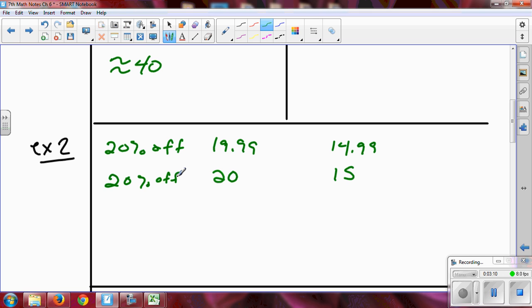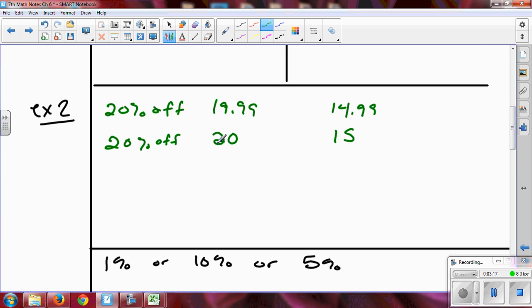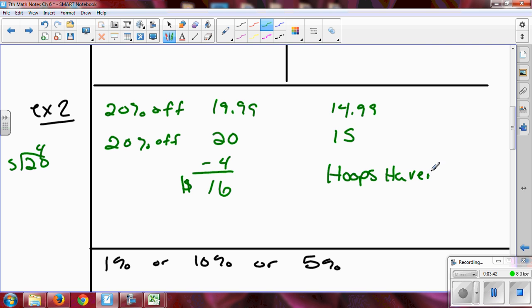Well, what is 20%? 20% we said we can write as 1/5. So what is 1/5 of 20? Well, that's breaking it up into 5 ways. So break it up 5 ways and you get 4. So we're taking $4 off. So if we're taking $4 off, that means we're going to subtract 4. And we're going to end up at $16. So that's telling me that even with the sale price, Hoops Haven is the better deal.